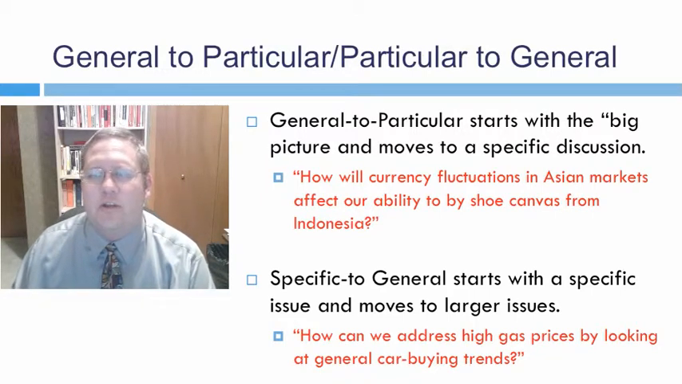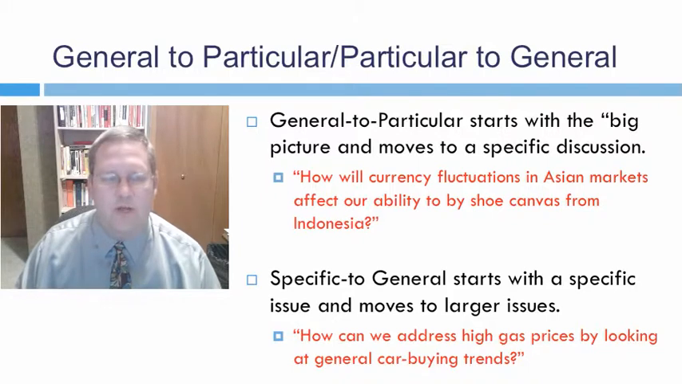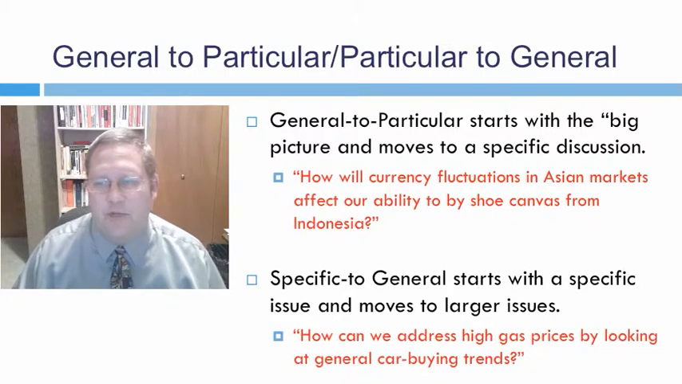So the general to particular pattern starts with the big picture and then moves to something specific. So we will begin, say, discussing currency fluctuation in Asian markets and what Japan and India are doing and how these currency fluctuations are destabilizing the money supply in less affluent Asian nations. And we'll talk about the global issues and why they're important.